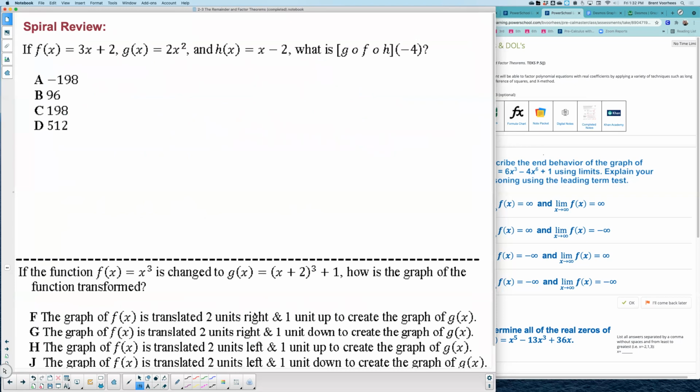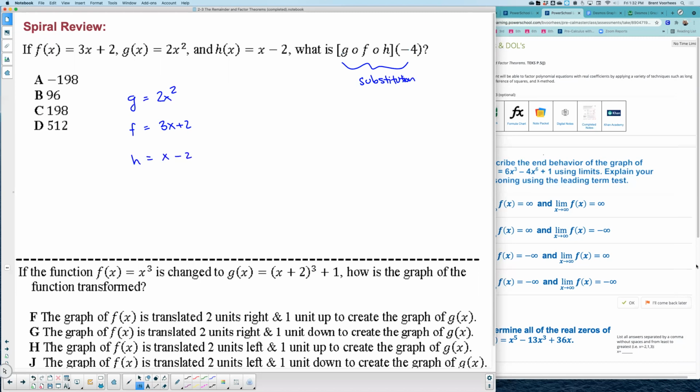All right, now let's check out some spiral for review. Let's take like an ACP type problem. We have seen problems where it says find g of f of h, and this one actually says what is g of f of h of 4? And I want you to remember that whenever you see this, this ultimately means you need to do substitution. And so that's what I'm going to do on this problem: I'm going to stack these equations and I'm going to substitute. So first comes the equation g, 2x squared, then is f after that, which is 3x plus 2, and then h, which is x minus 2.